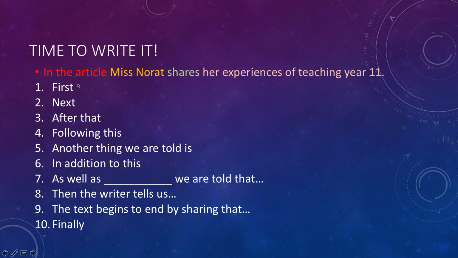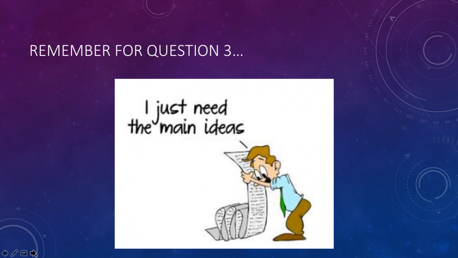Notice that I've put in the article, and then I've got the writer, the name of the writer, if you know it. Then a verb, shares, describes, explains, persuades, and then the topic. In the article, Miss Nora shares her experiences of teaching Year 11, if I was to write an article about it. Then you would work through your 10 facts. Your 10 facts, remember, are coming from question 3A. So remember, for question 3, you just need the main ideas.